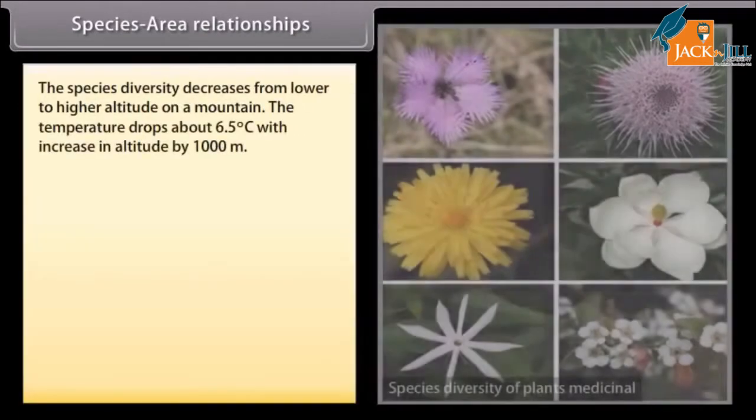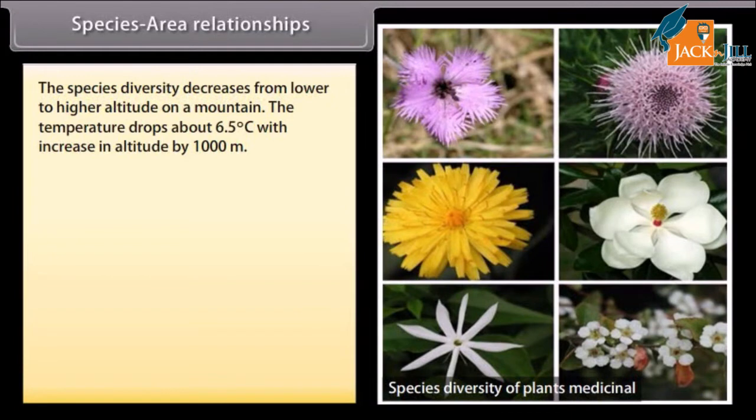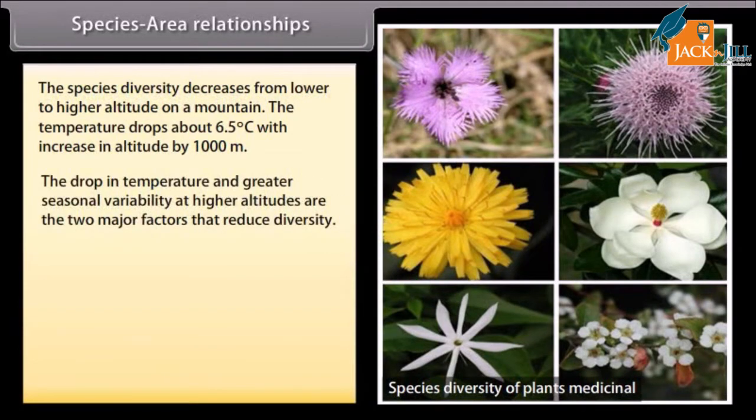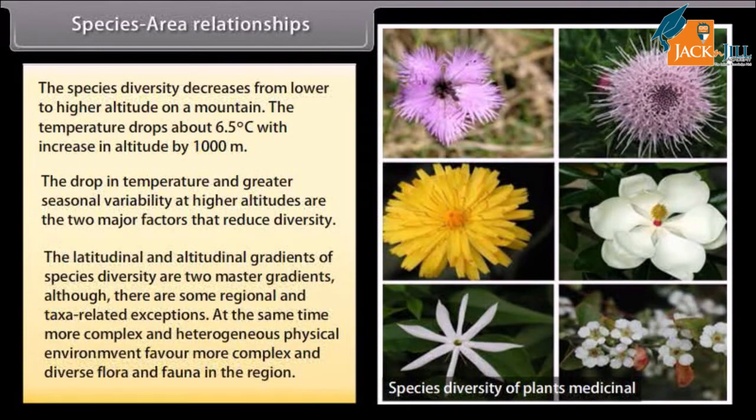Species-area relationships. The species diversity decreases from lower to higher altitude on a mountain. The temperature drops about 6.5 degrees Celsius with increase in altitude by 1000 meters. The drop in temperature and greater seasonal variability at higher altitudes are the two major factors that reduce diversity. The latitudinal and altitudinal gradients of species diversity are two master gradients, although there are some regional and taxa-related exceptions.